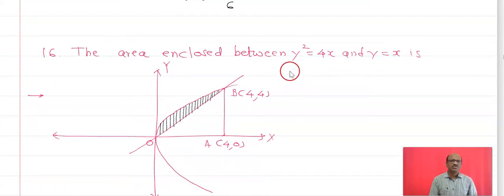The area enclosed between the parabola y square is equal to 4x and the line y is equal to x is. Now again we will find out the points of intersection between the parabola y square is equal to 4x and the line y is equal to x. What are the points of intersection? They are 4, 4 and 0, 0. We'll find out the area below this parabola, the area below this line, and their subtraction.